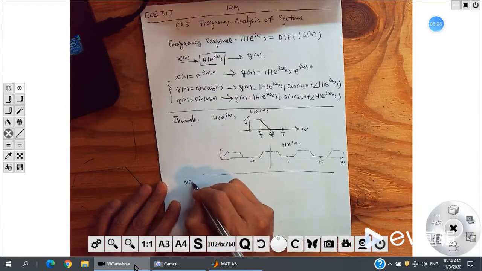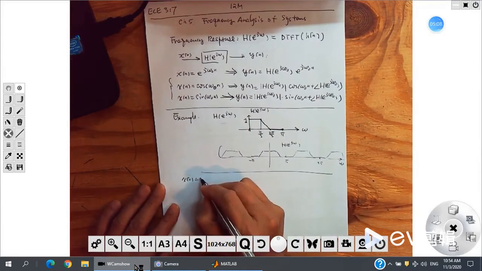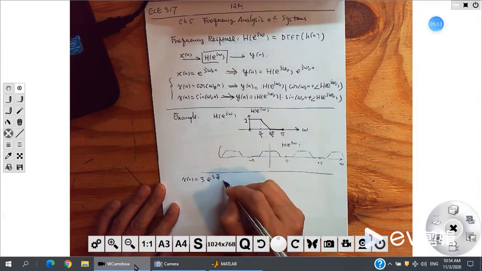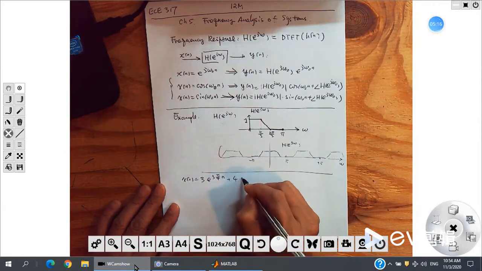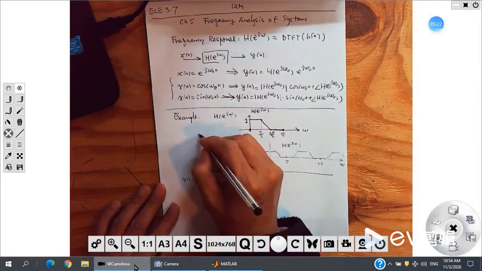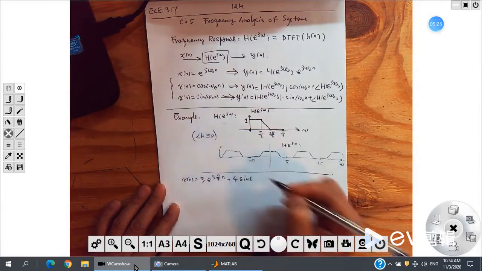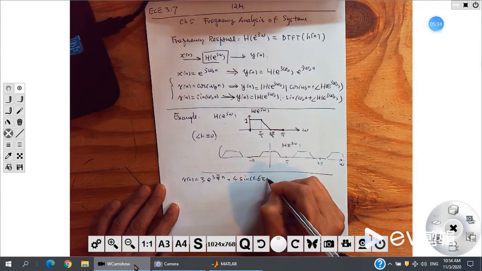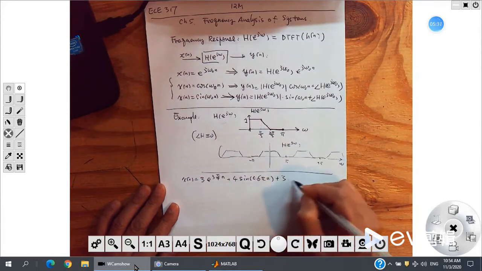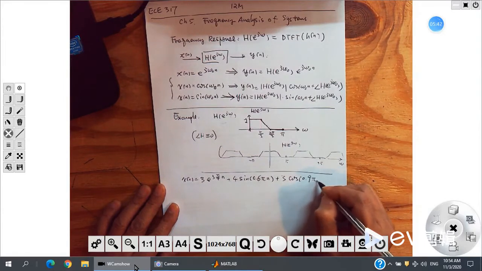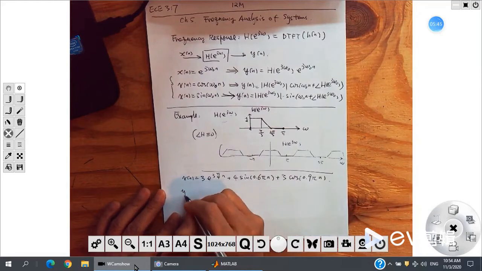Suppose we have this H. x of n equals, for example, 3 e to the j pi over 4 n plus 4 sine of 0.6 pi n, and I suppose the angle of H is always 0 for simplifying, plus 3 cosine of 0.9 pi n, like this. Now what is y of n?